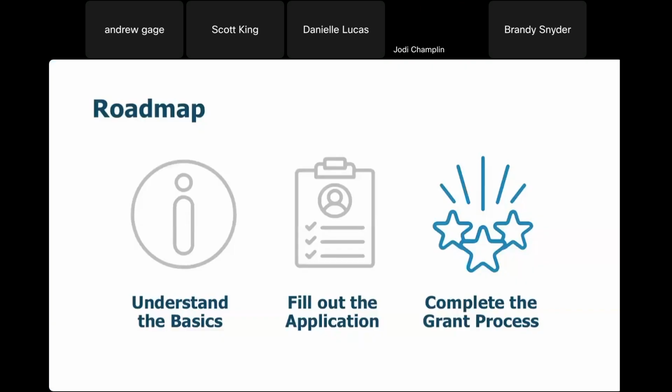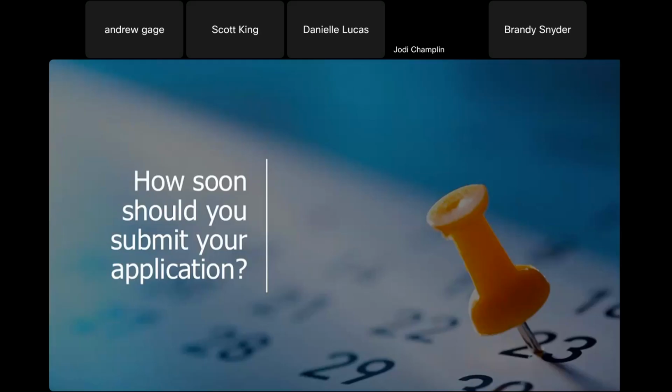The next stop on our roadmap is completing the grant process. Before we get into the details, I'm curious, how soon do you think you should submit your application so that you can purchase your items in a timely manner? All right, I see a lot of quick answers of ASAP. The answer here is that it depends. The grant approval process can take as little as 2 weeks, but the speed depends on you and whether anything is missing from your application.